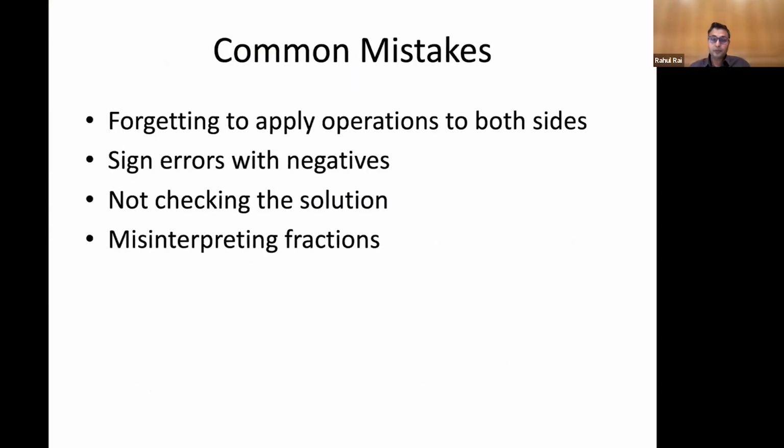Okay. Now, some of the common mistakes. Sometimes you forget to apply all the operations on both sides. So if you're multiplying by -1, or if you're subtracting 3, you have to do it on both sides. Not checking the solution is another common mistake. And sometimes misinterpreting fractions, where you have to invert, might be an issue. So look for these common mistakes and try to avoid them when you are practicing.